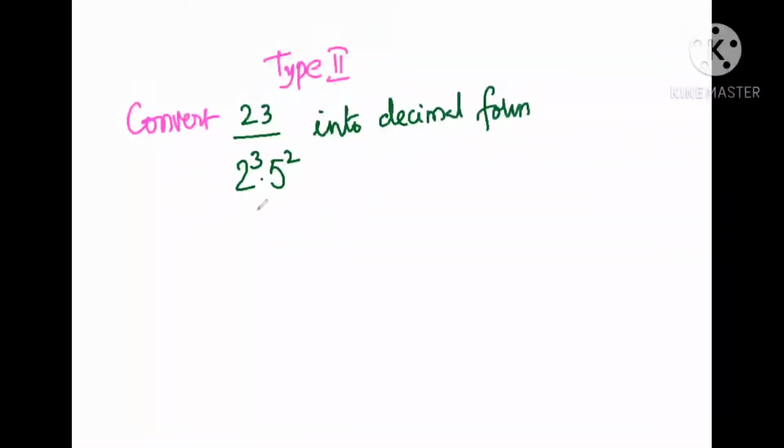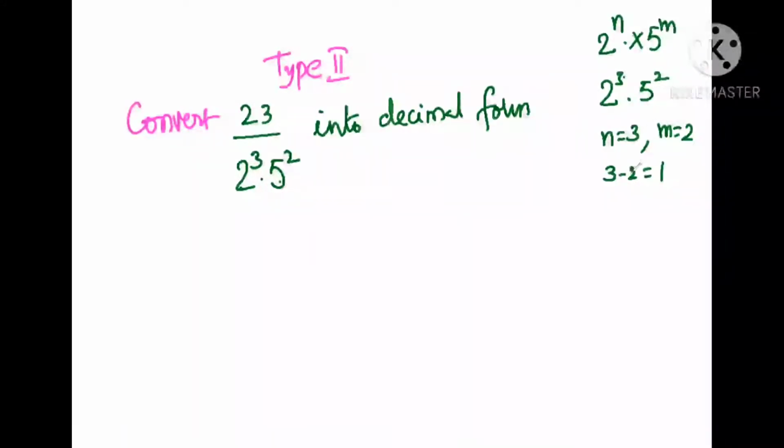First of all, you have to verify whether it is a terminating decimal or a non-terminating decimal. This is in the form of 2 power n into 5 power m, so it is a terminating decimal. So we can convert. Here 2 power 3, 5 power 2, so n is equal to 3 and m is equal to 2. So the exponent of 5 is less than the exponent of 2. How much less? 3 minus 2, 1 less. The exponent of 5 is 1 less than the exponent of 2.